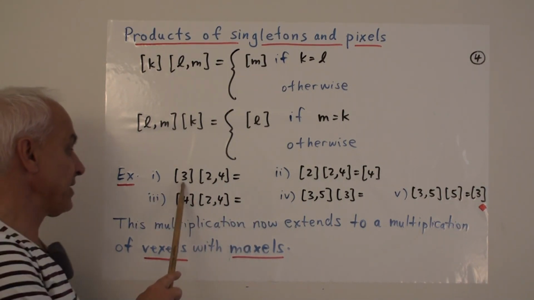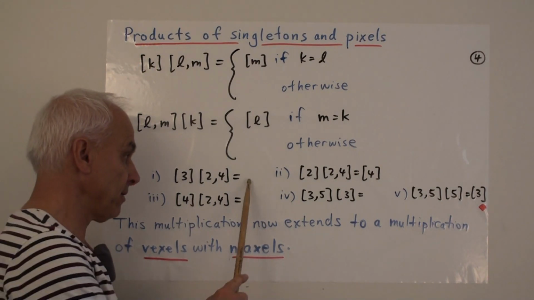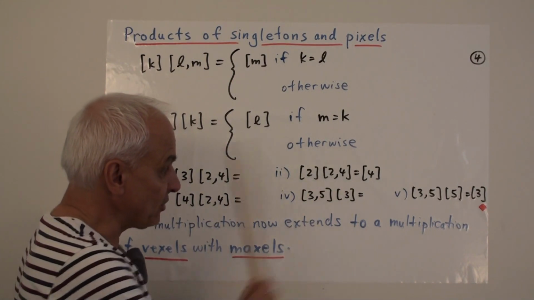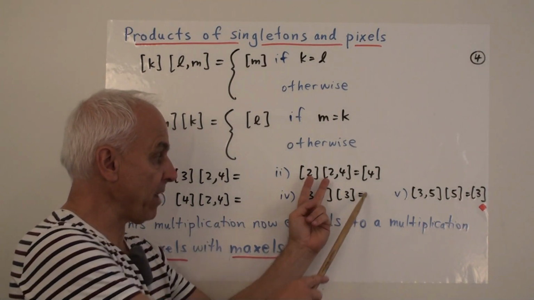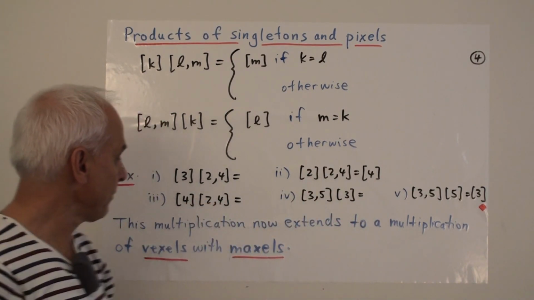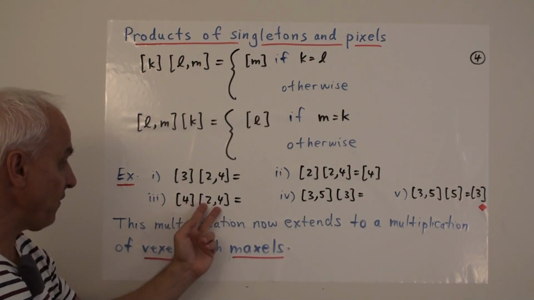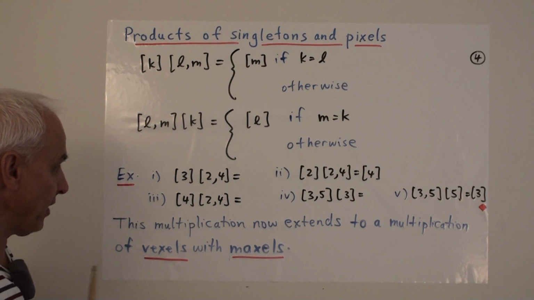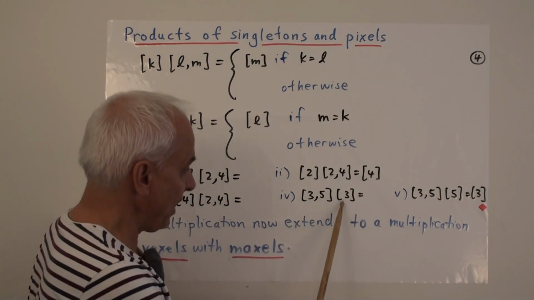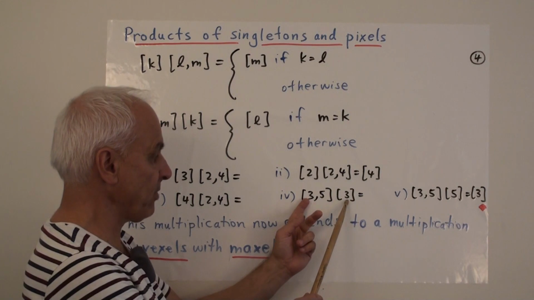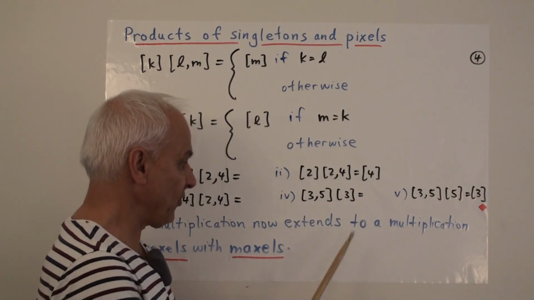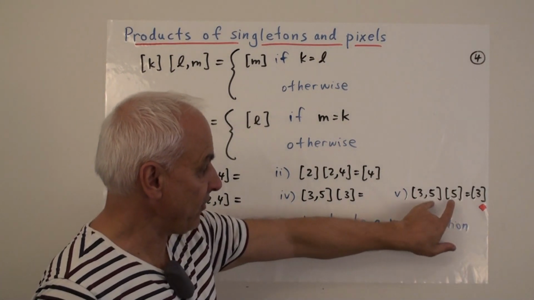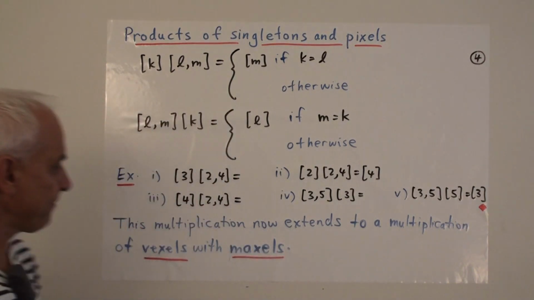So for example, the singleton 3 times the pixel 2, 4 is blank, because these two are not the same. The singleton 2 times the pixel 2, 4 is the singleton 4, because this 2 and this 2 agree. The singleton 4 times 2, 4 is blank, because we have to have these two agreeing. The fact that these two agreeing doesn't do anything for us. On the other hand, if we have a singleton on the right, say 3, 5 times 3, well, that's going to be blank because we require this and this to be the same. And 3, 5 times 5, well, these are the same, and we're going to get the singleton 3.